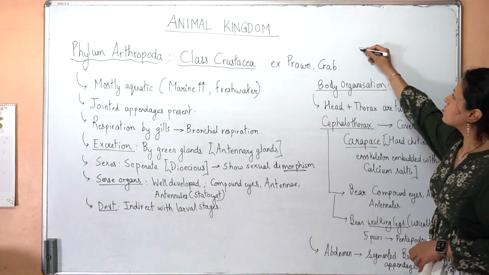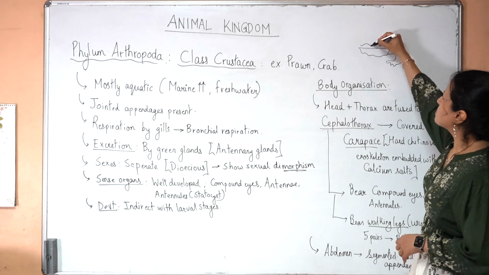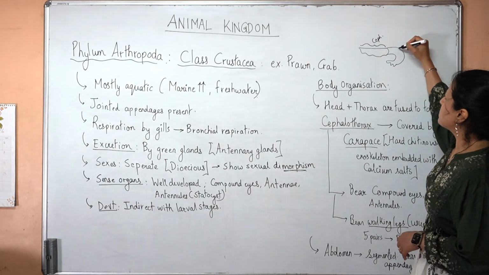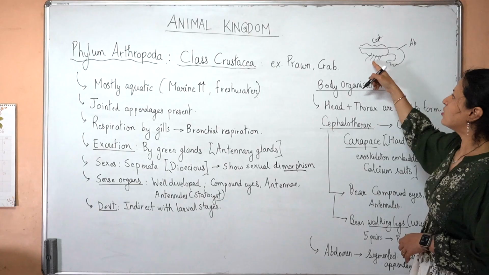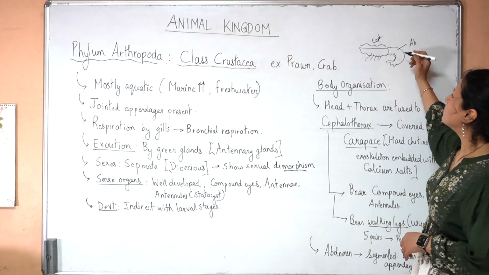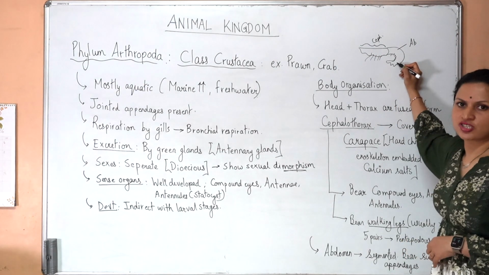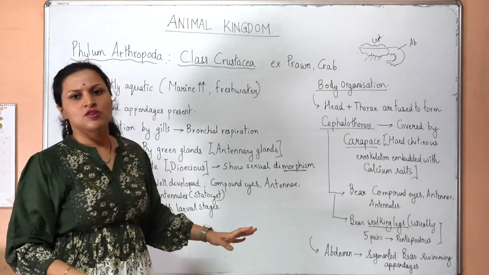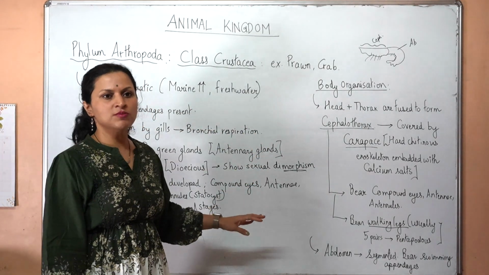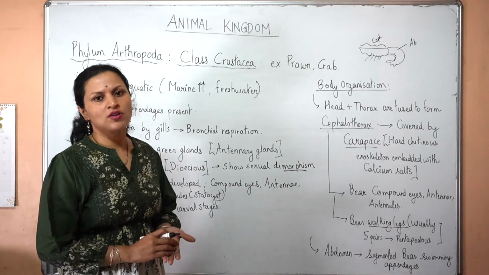For instance, I will show you. Suppose this is the prawn. So this part is its cephalothorax. This part is the abdomen. The cephalothorax part will bear the walking legs. The abdomen will bear the swimming appendages. So these were the general features of all the crustaceans. Now we move on to the details of prawn and crab.